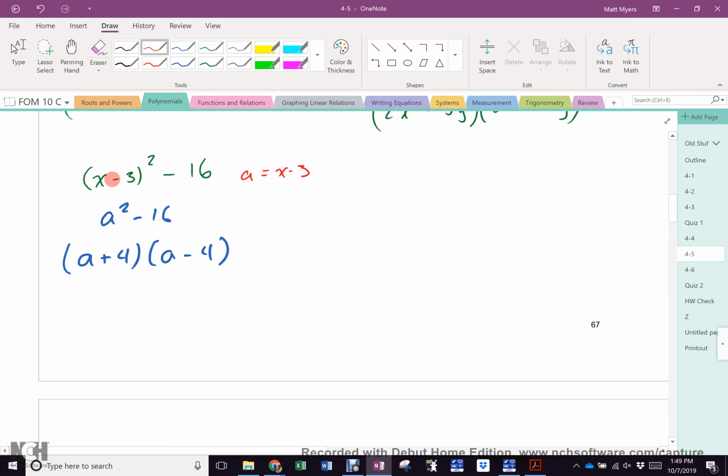a is x minus 3. Now it's a plus 4, a minus 4, right? But what does a really equal? X minus 3. X minus 3 plus 4. What's x minus 3 plus 4? X plus 1. And this is x minus 3 minus 4. What's that? X minus 7. Does everybody see that handy little trick?